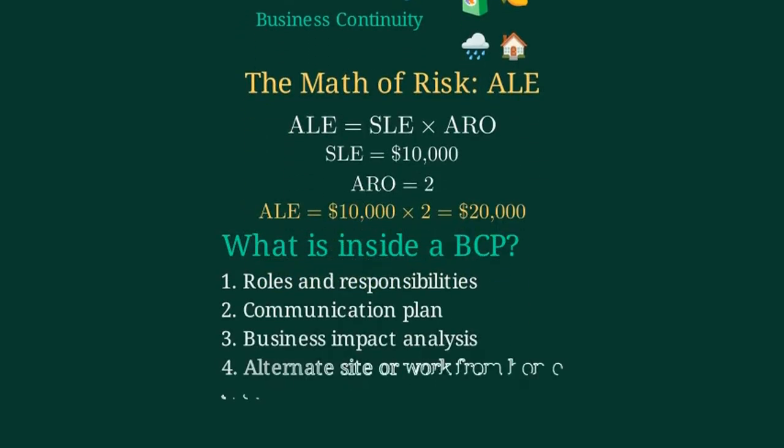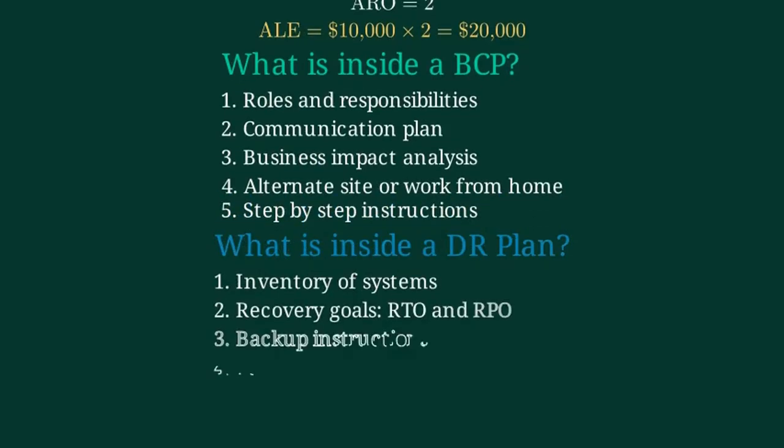Now, let's see what is inside a business continuity plan. It focuses on the big picture and people. Now, the disaster recovery plan is the tech manual. It has inventory, backup instructions, testing, and vendor contacts. It also includes 2 key math goals, RTO and RPO.